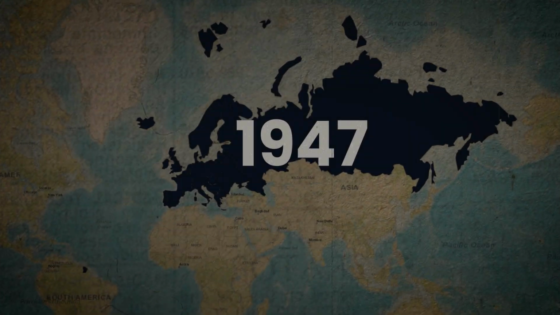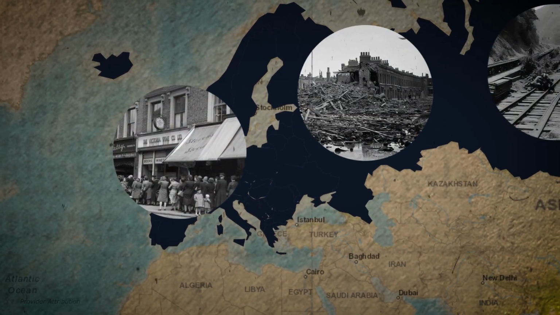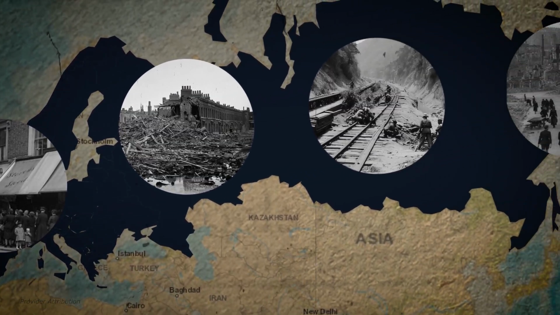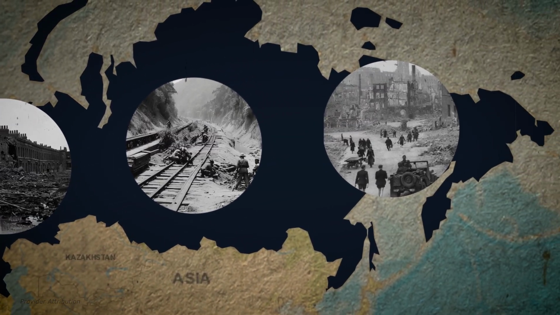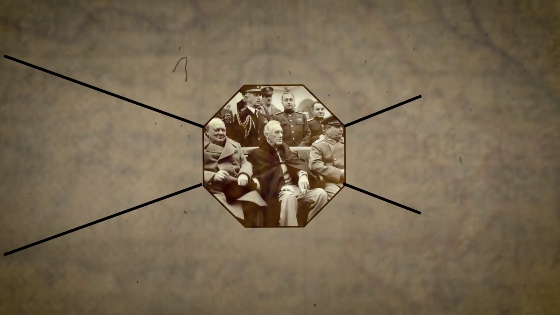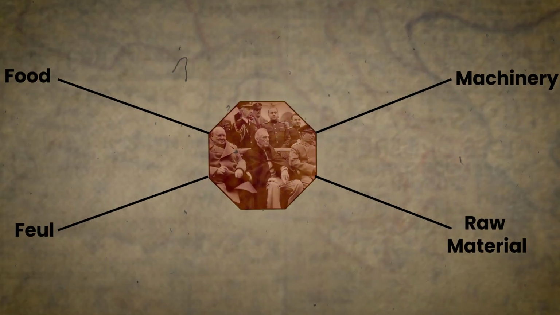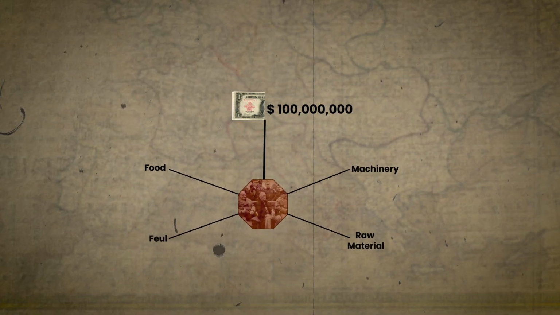In 1947, Europe was not just broken. It was hungry. Factories were damaged. Rail lines were weak. Cities were still carrying the scars of war. Governments needed food, fuel, machinery, and raw materials. But there was one problem. They did not have enough dollars.